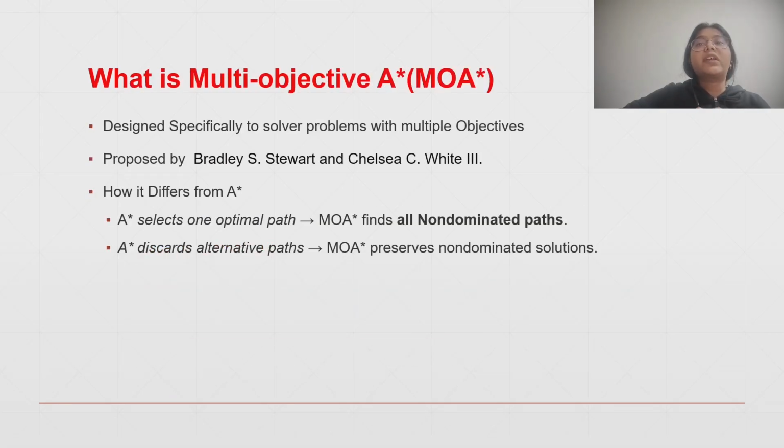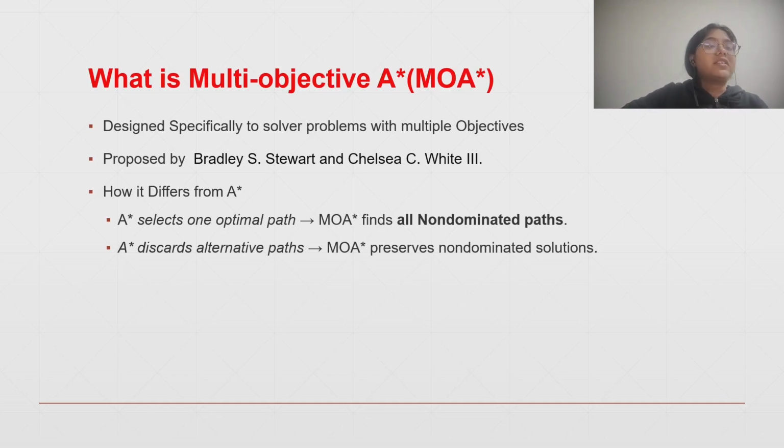This is where multi-objective A star or MOA star comes into play. Proposed by Stewart and White, MOA star is one of the fundamental algorithms to tackle multi-objective optimization problems by finding all non-dominating solutions instead of just one. Here, the concept of non-dominance is very important and is the backbone of MOA star. A non-dominating solution is a solution where no other solution is strictly better in all objectives. These solutions are also known as the Pareto front.